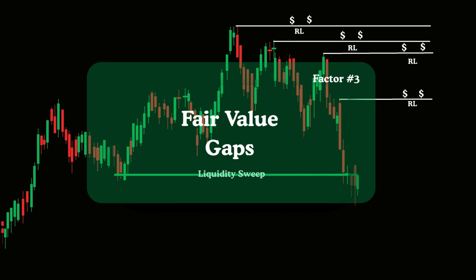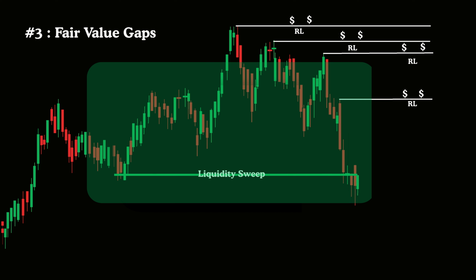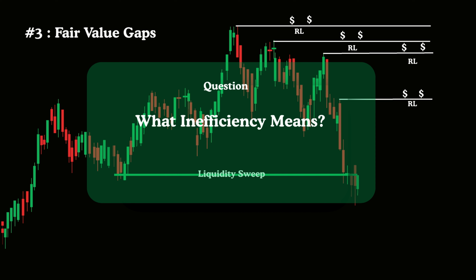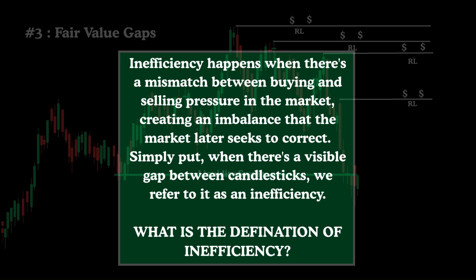To gain deeper insight into FVGs, before diving into any definitions, it's important to first understand what inefficiency means. So traders, what exactly is inefficiency? Inefficiency happens when there's a mismatch between buying and selling pressure in the market, creating an imbalance that the market later seeks to correct. Simply put, when there's a visible gap between candlesticks, we refer to it as an inefficiency.